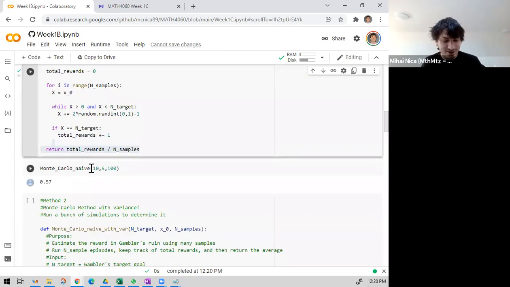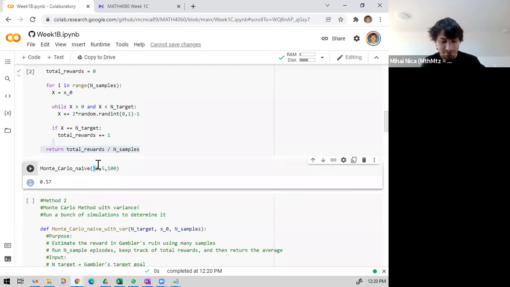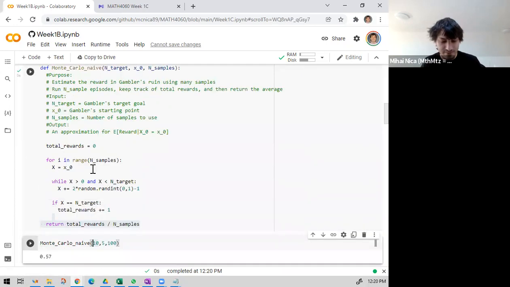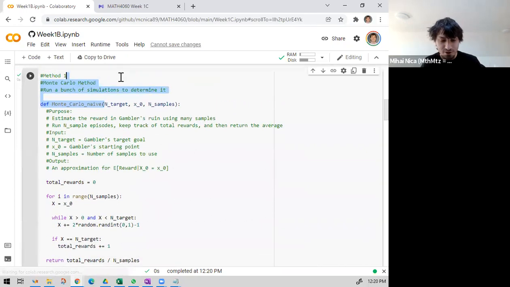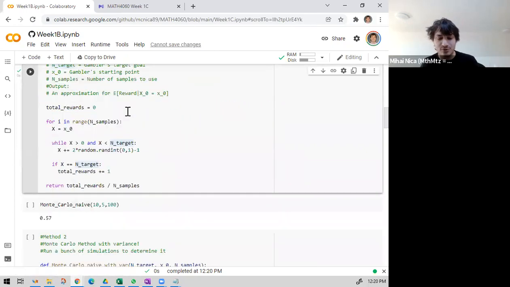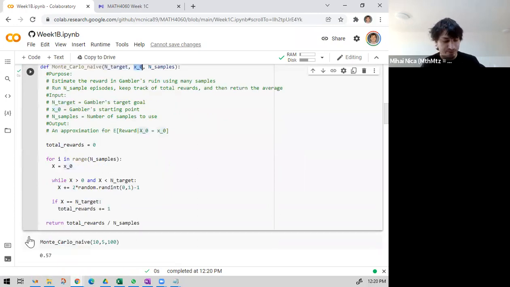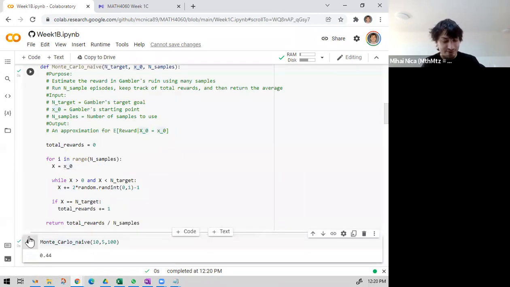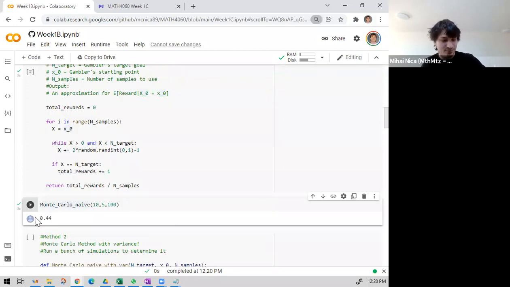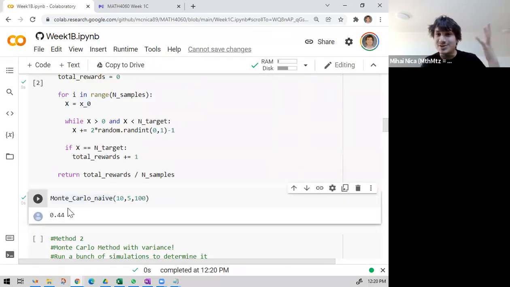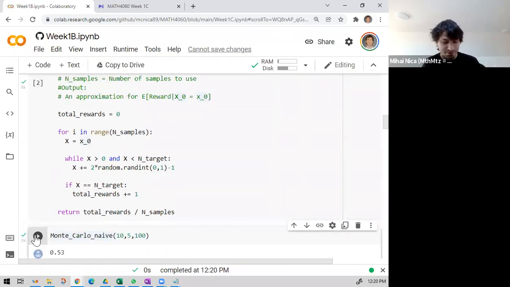And if you run it, so I'm using these numbers, 10, 5, and 100, telling you the target where the gambler is aiming for, the gambler's starting money, and the number of samples I'm running. And if you run it, you get lots of different random answers. So here I got 0.44. So the expected reward is 0.44. You run it again, you get 0.53. You run it again, you get 0.51. And so the conclusion is, you have an estimate, but not exactly what it is.